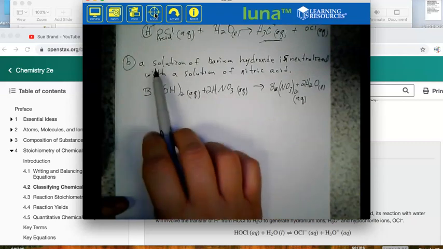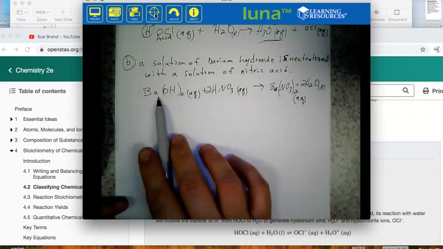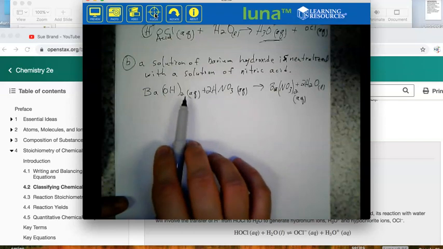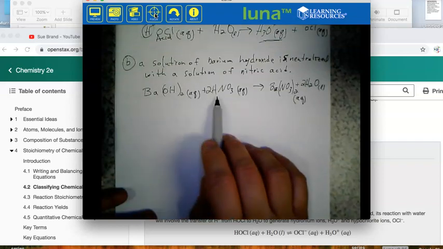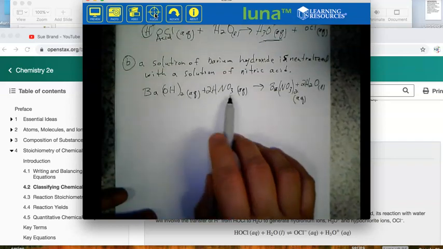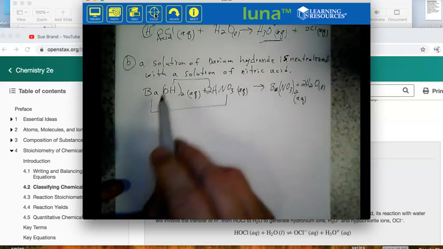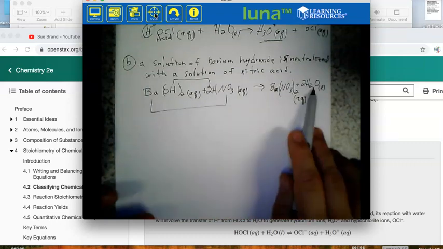All right, so for part B, it says a solution of barium hydroxide is neutralized with a solution of nitric acid. So barium hydroxide is Ba(OH)2, because barium's plus 2, you need 2 hydroxide ions, because each hydroxide ion is -1. And then you have nitric acid, which is HNO3. Okay, so when we do our reaction here, the outsides react, the insides react. We have barium nitrate and HOH, or water.